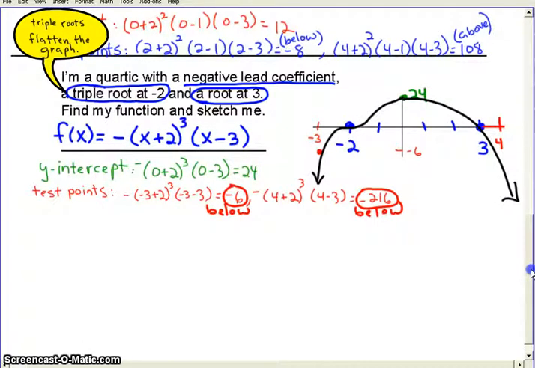Notice there at -2, there's a flattening of the graph. That's going to indicate your triple root.